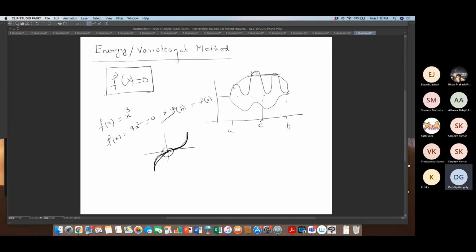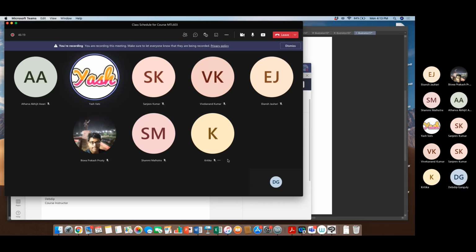Is there a maximum or minimum at this point, x equal to 0? Yes or no? No, sir. Why? You don't know these things, saddle point and all those things? Yes, you don't know?